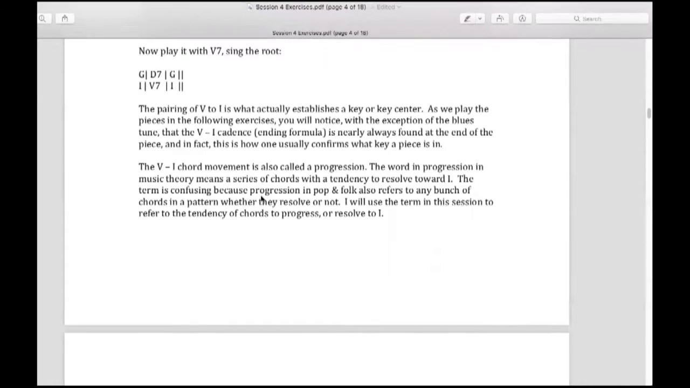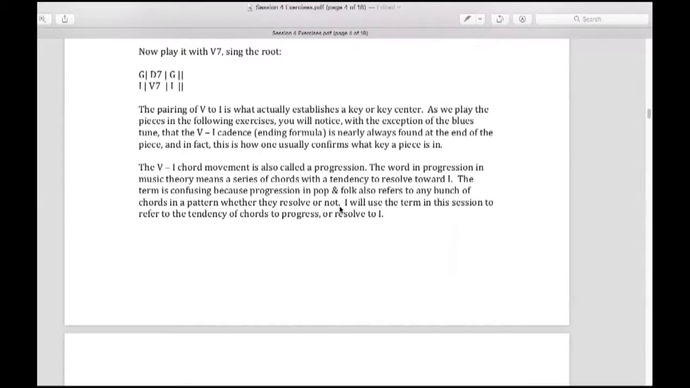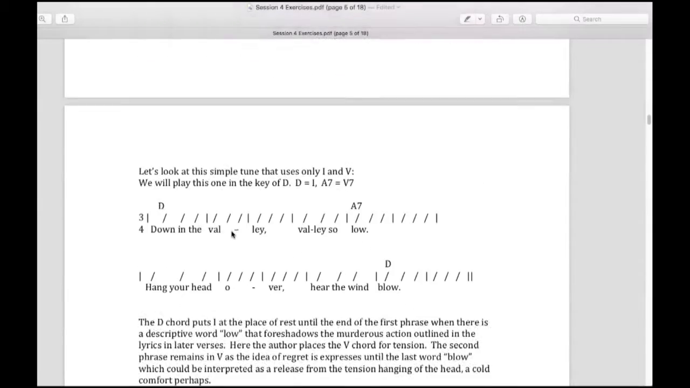The word progression in music theory means a series of chords with a tendency to resolve towards 1. This term is confusing because progression in pop and folk also refers to any bunch of chords in a pattern, whether they resolve or not. I will use the term in this session to refer to the tendency of chords to progress or to resolve to 1.